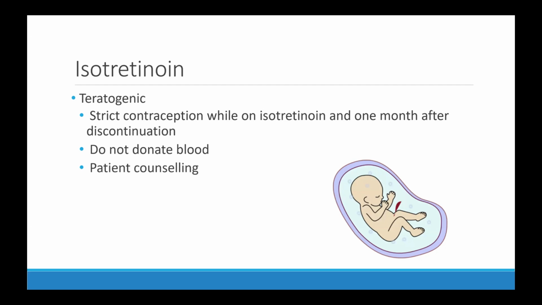Isotretinoin is teratogenic. You need to have strict contraception while on isotretinoin and 1 month after discontinuation. In women of childbearing age, you would want to check a pregnancy test prior to starting isotretinoin, and this is to be monitored regularly as well. You also have to inform the patients not to donate blood, and patients always have to be counseled about this issue.